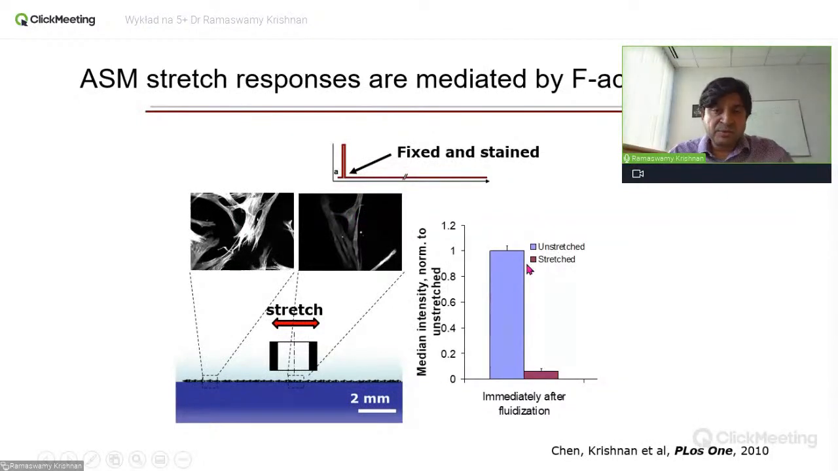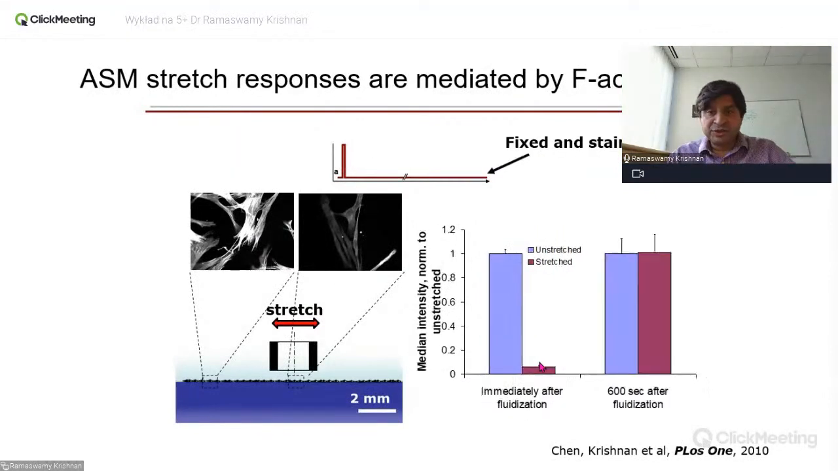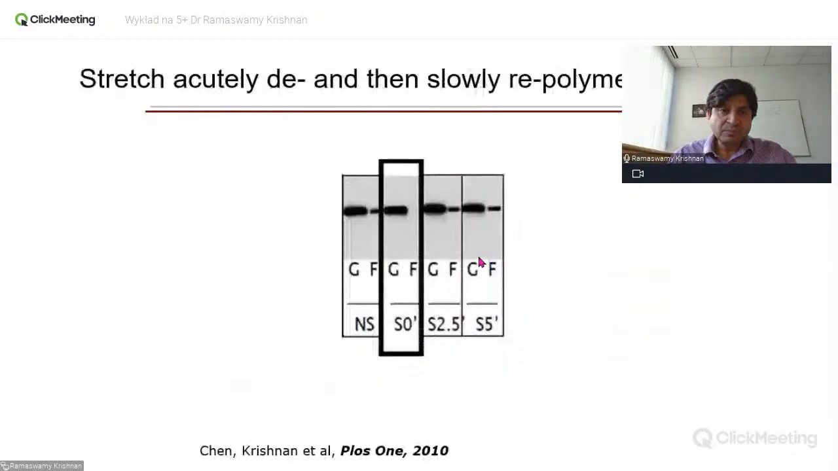What you learn is, soon after stretch, the F-actin cytoskeleton almost completely disappears. But if you now were to go and fix a dish later, it's all back. Everything is recovered, it looks exactly like the unstretched cells. So it quickly dissolves and then reappears.